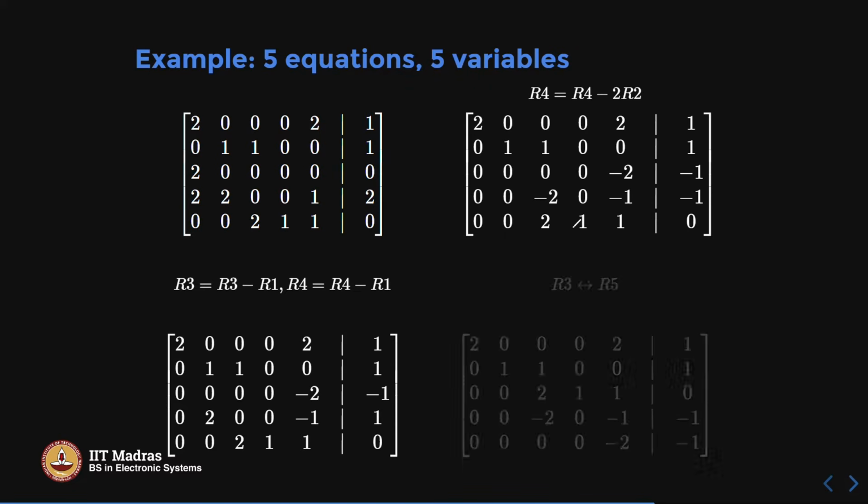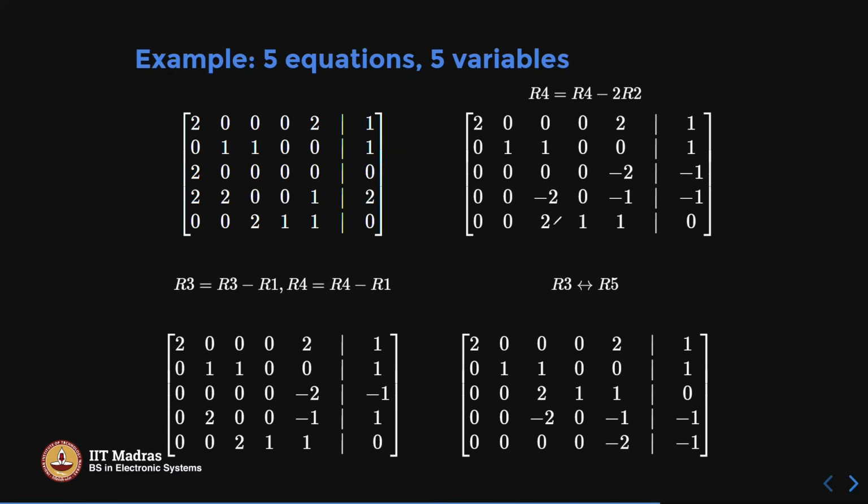Okay, so what have I chosen? I've chosen to exchange R3 and R5 just for convenience. You can also do R3 and R4. It's just a choice. You can do whatever you want. So I've done that. I've just swapped these two rows. I've got 2, 1, 1, 0 going in the third row and now coming below.